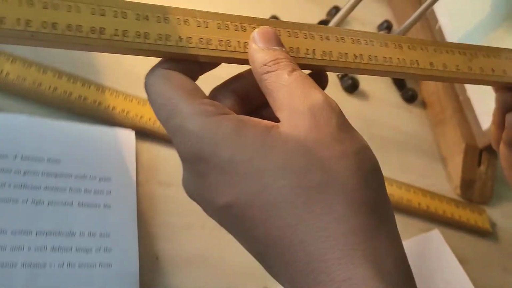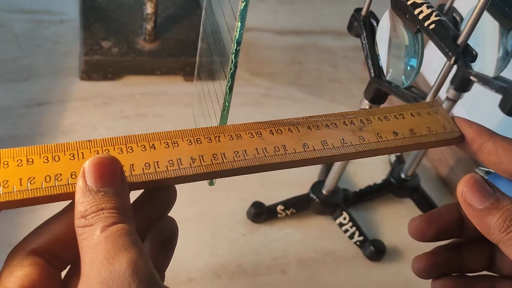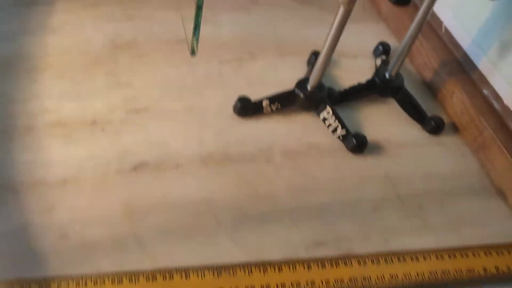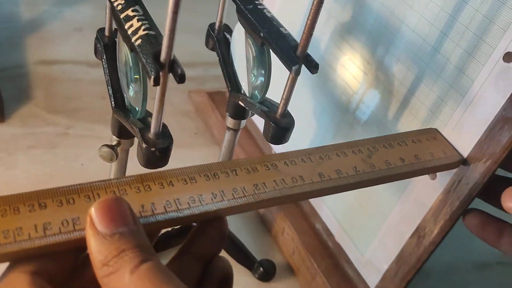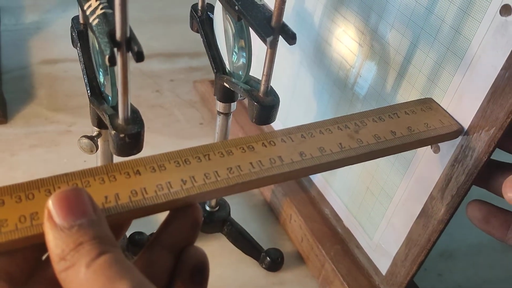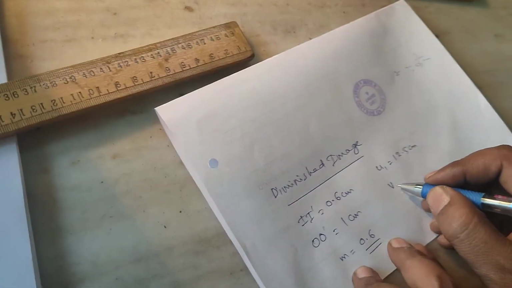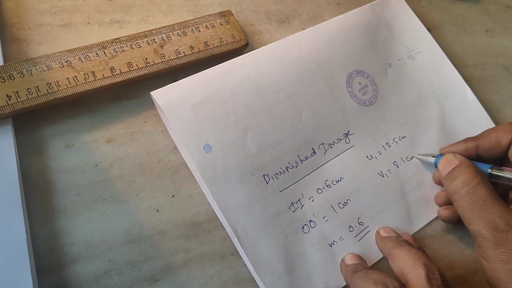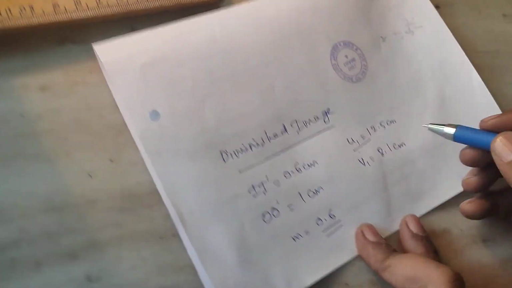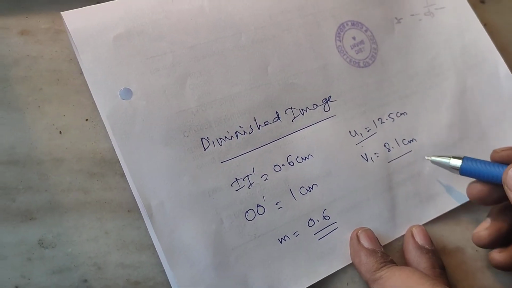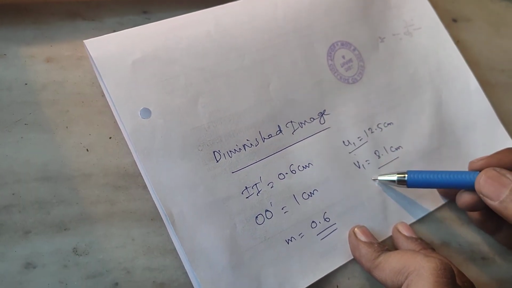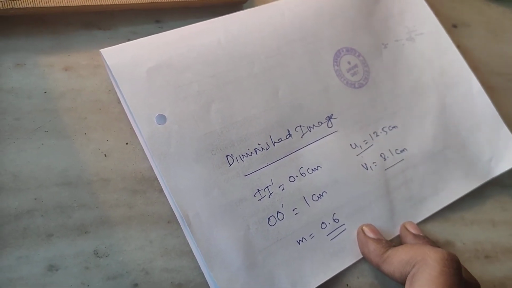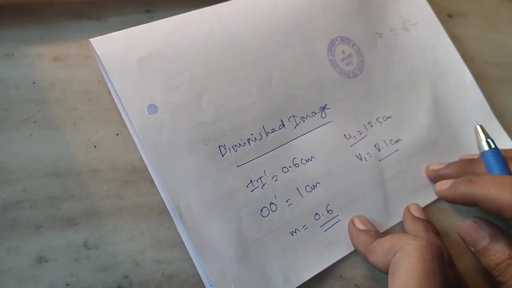Now we'll calculate the image distance and the object distance. If I see, the object distance is around 12.5. So my U1 is around 12.5 centimeter and my V1 is around 8.1 centimeter. You can see that your object distance is greater than your image distance. For that condition you will get a diminished image, and if your object distance is smaller than the image distance, for that you will get your magnified image. So this is how we have to take the entire reading.